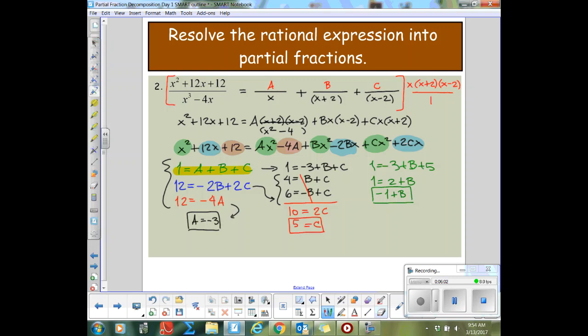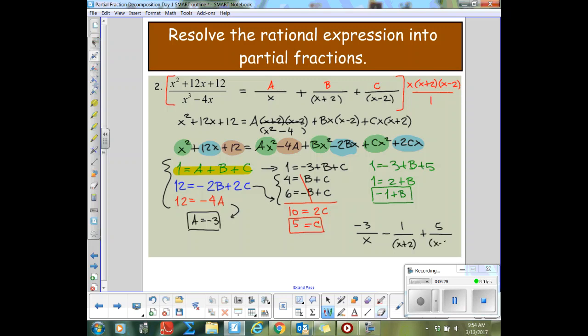Our answer should be the three fractions, indicating addition or subtraction. A is -3. That was over x. B is -1, so I could make this a subtraction now. Over x plus 2. C is +5 over x minus 2.